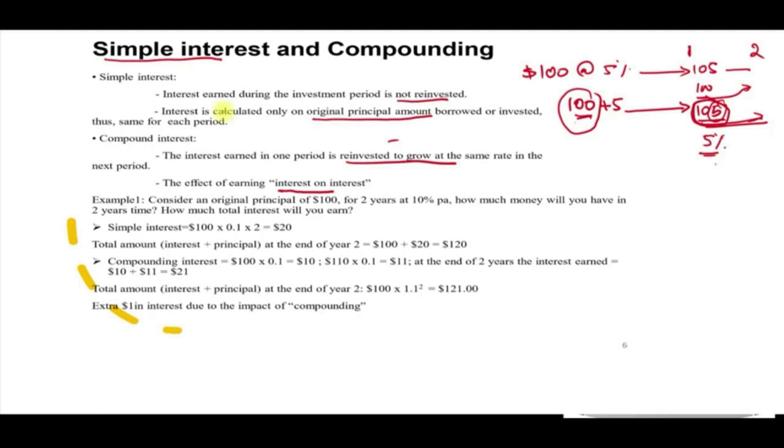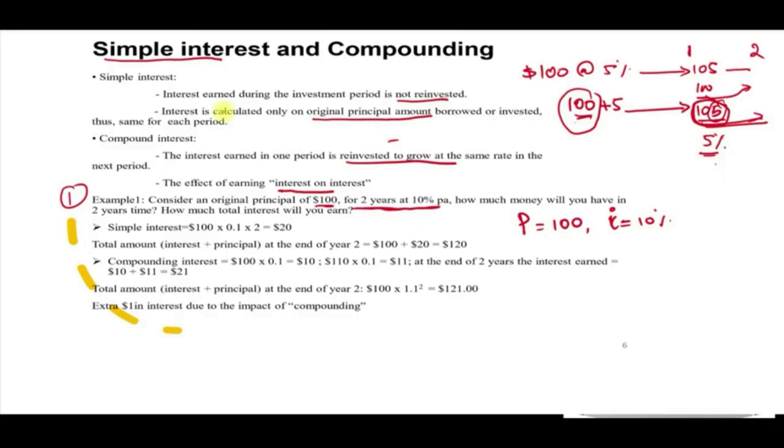For instance, this is an example for the simple interest rate. Consider an original principal of 100 for 2 years at 10% per year. So it means P is equal to 100 and the interest rate is 10%. Normally I can write R for the interest also, no problem. Return or interest, same thing.